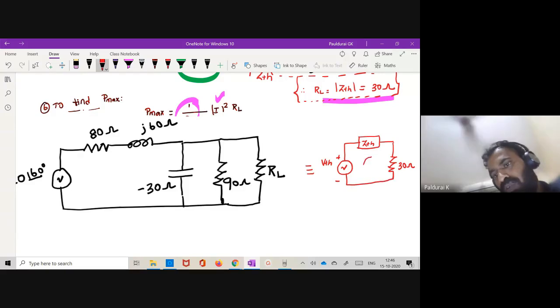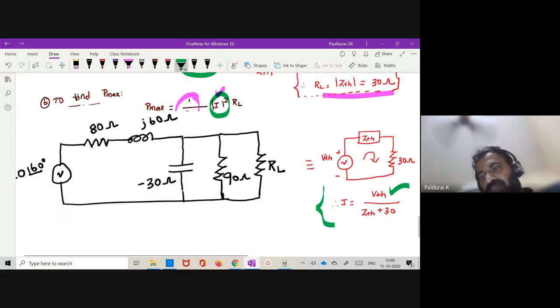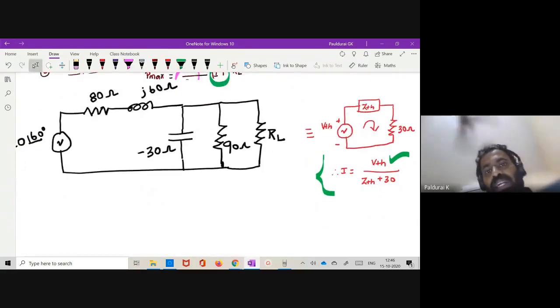So now what is my I? I am looking for I. Therefore I equals V by R, where V is VTH, and R is ZTH plus 30. That will give you this I, right? This is the way to calculate I. Again, you want to calculate VTH, but after finding VTH, just use this formula, simple Ohm's law. Calculate I, substitute in the P max formula, you will get it. Okay, so we will do it step by step.